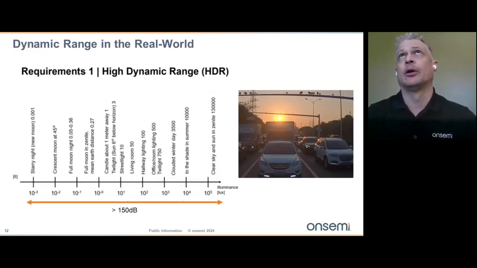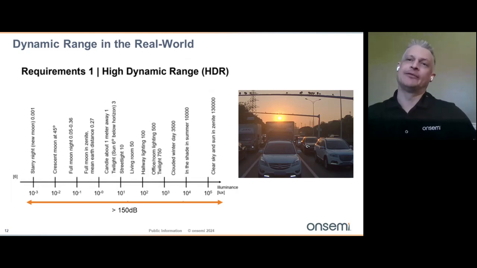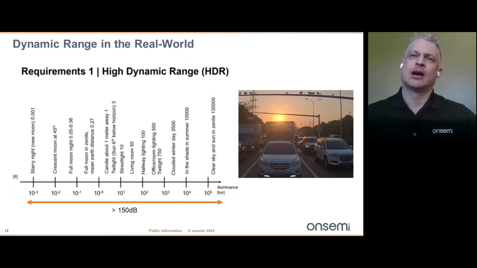Now, the area I think though that probably has the most differentiation and consideration is really the high dynamic range. And I think more and more the market is moving to higher dynamic ranges. So at the very left end of the spectrum, 10 to the minus 3 here is really a kind of starry night, not a lot of visibility, all the way to the right where you just have high sunlight. So this range is literally covering over 150 dB.